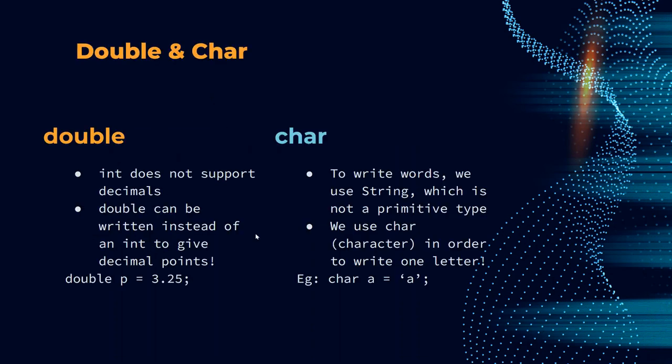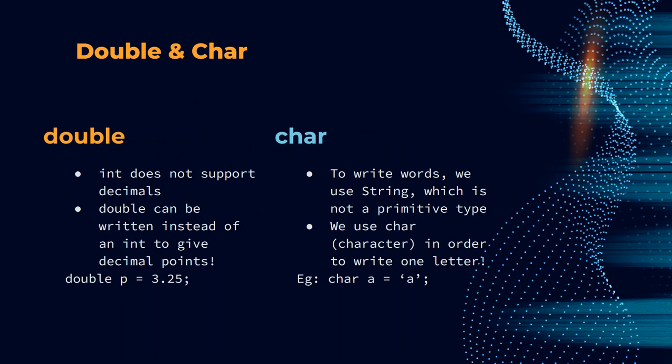Okay. The next primitive types we'll talk about are double and char. First, let's go into double. Int doesn't support decimals, however, double does. Double can be written instead of an int to give decimal points.